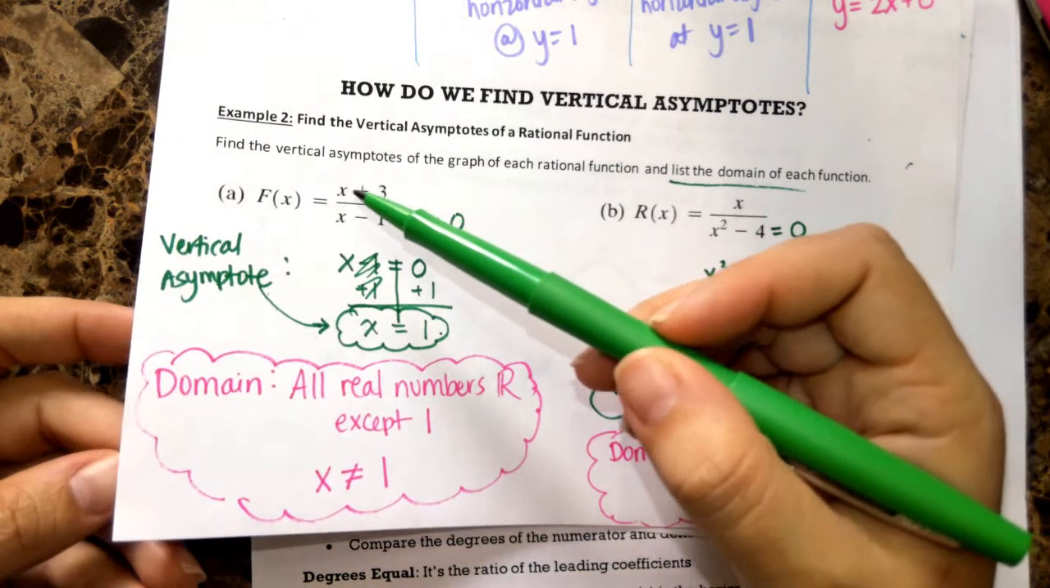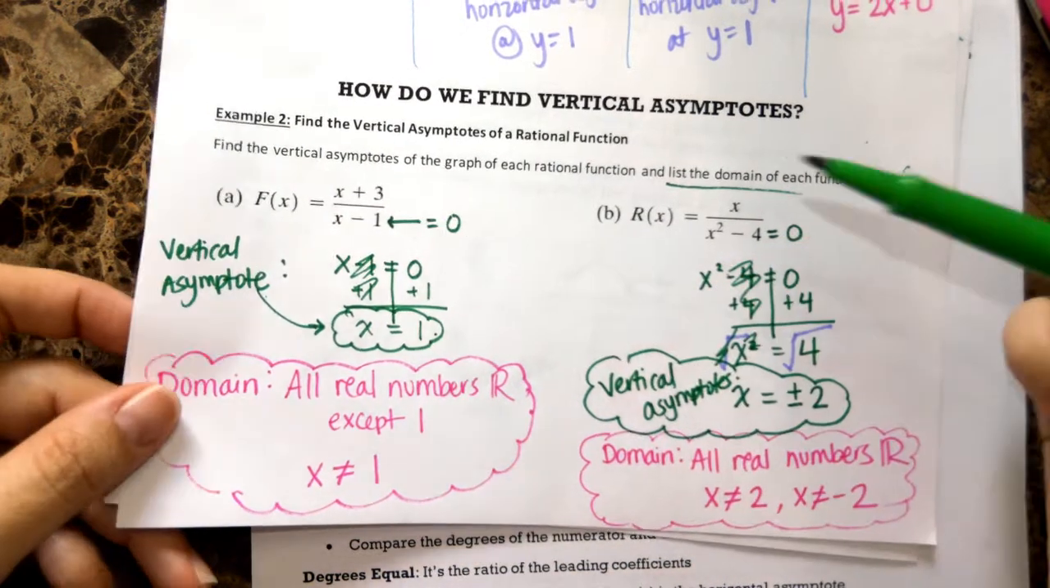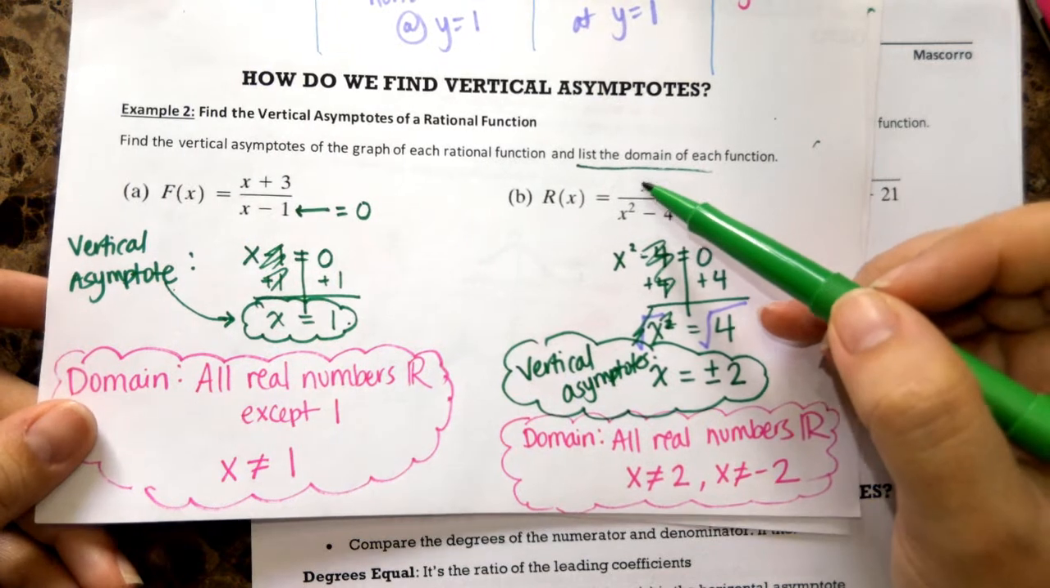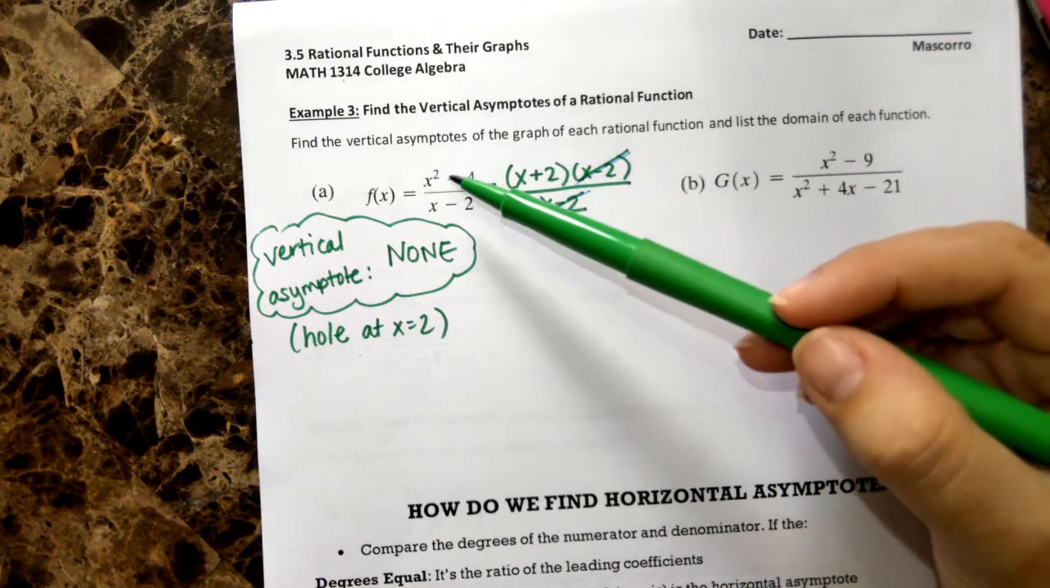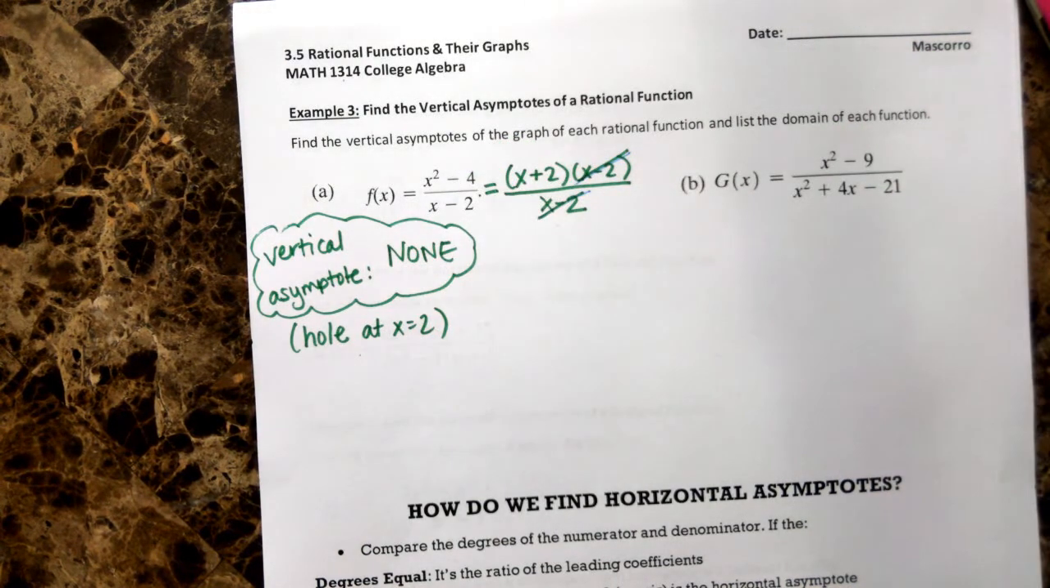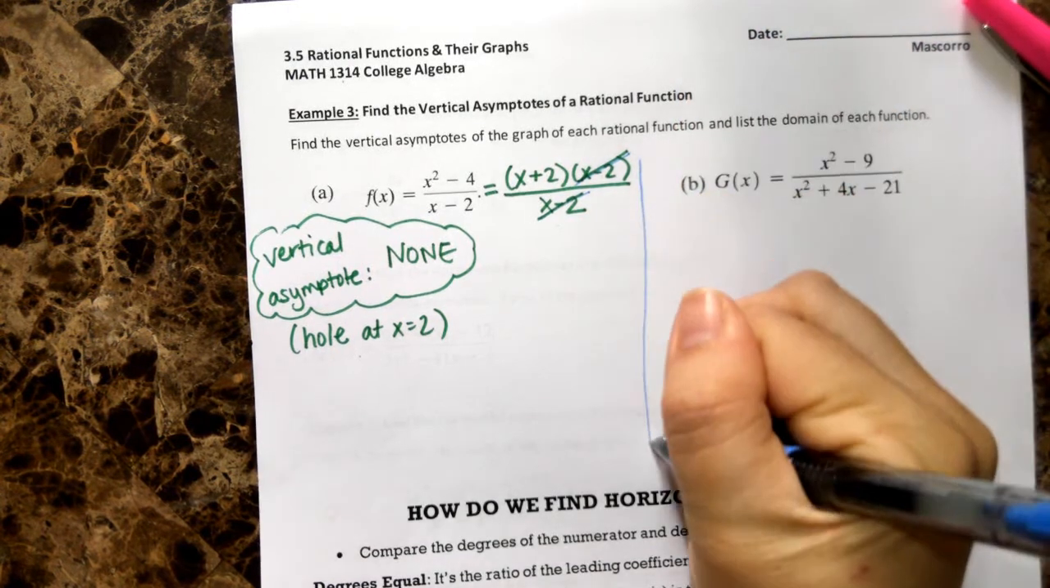X plus 3 is not a quadratic, so you didn't need to factor. X was not a quadratic, so you didn't need to factor the numerator. I mean, you couldn't. However, this one was a quadratic on the numerator, so I knew that I could probably factor that. Okay.